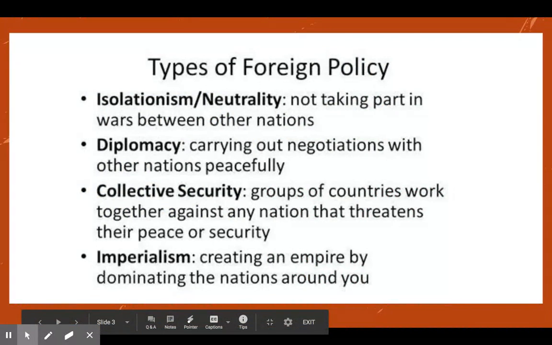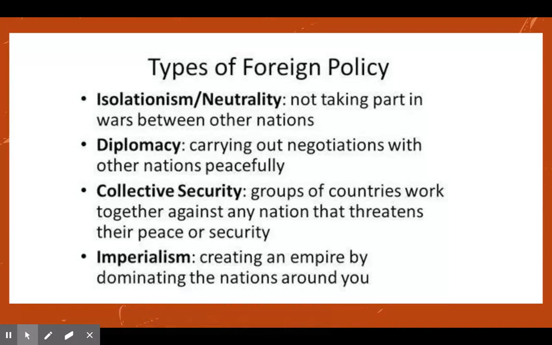Now, ladies and gentlemen, these are just a couple types of foreign policy. Make sure you write them down. And we've been all of them. America, at one point or another, has been all of these types of foreign policy. We've definitely been isolationist. We've definitely been neutral, where we don't take part in wars with other nations. We have definitely exercised diplomacy, which means that we negotiate and discuss and have meetings and make compromises with other nations peacefully.